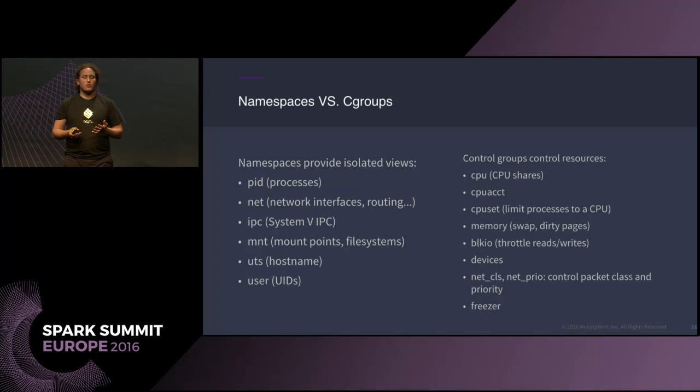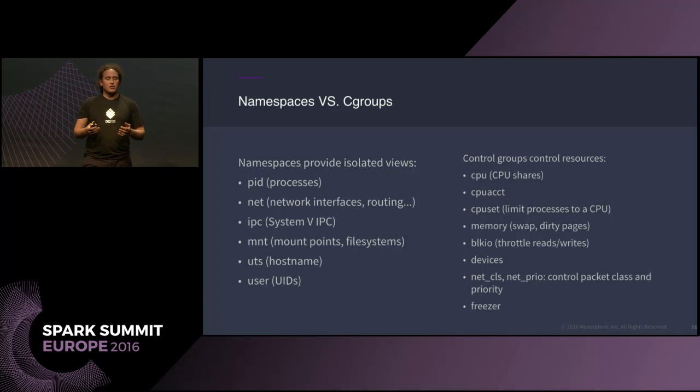So each process group with its own namespace can have its own PID namespace, so it basically can have its own process IDs. It can have its own view onto the network interfaces, IPC, and all the mounts. It can have its own host name, and also its own user IDs.